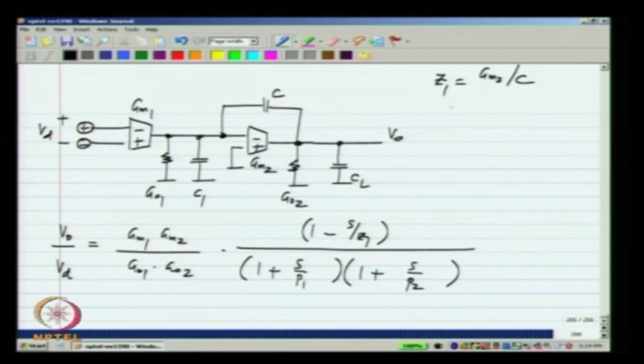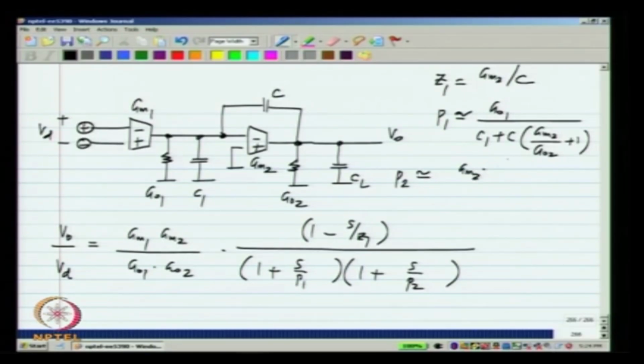The 0 Z1 is at GM2 by C, pole P1 is at approximately GO1 by C1 plus C times GM2 by GO2 plus 1. There were some other terms which we can neglect, and the second pole is approximately at GM2 with this feedback fraction C by C plus C1, plus GO2, divided by CL plus the series combination of C and C1.